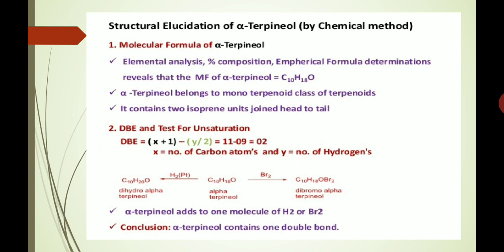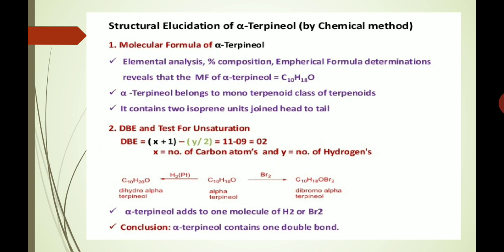Now we come to the main point, that is the structure elucidation of alpha terpineol by chemical methods. First is the molecular formula of alpha terpineol. Elemental analysis, percent composition and empirical formula determinations reveal that the molecular formula of alpha terpineol is C10H18O. We will see later that alpha terpineol belongs to the monoterpenoid class of terpenoids. It contains two isoprene units joined head to tail.